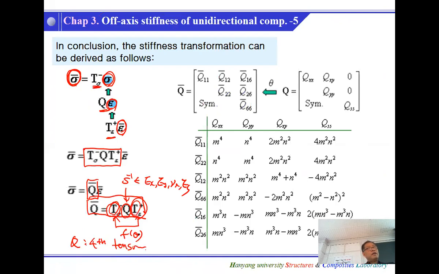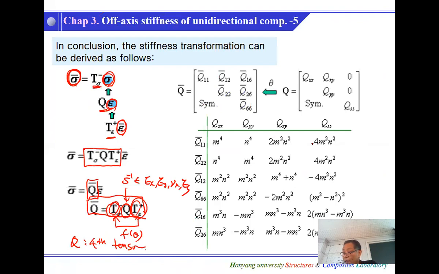A zeroth order tensor is a scalar, a vector is first order, and second order is strain and stress. There are third order tensors, which are very rare in the physical sense, but fourth order is compliance and stiffness is a fourth order tensor.